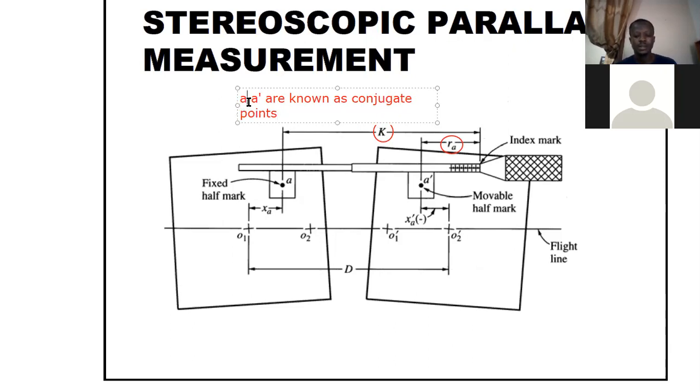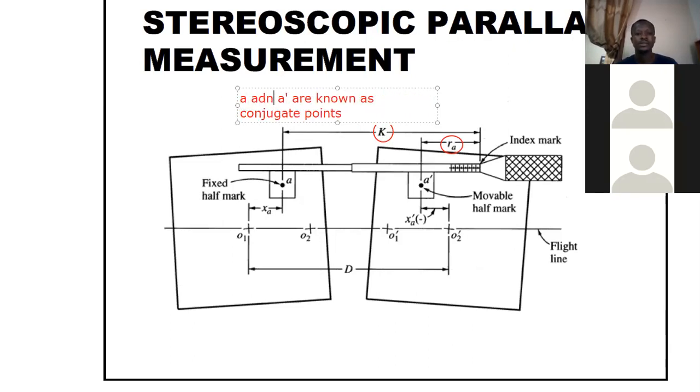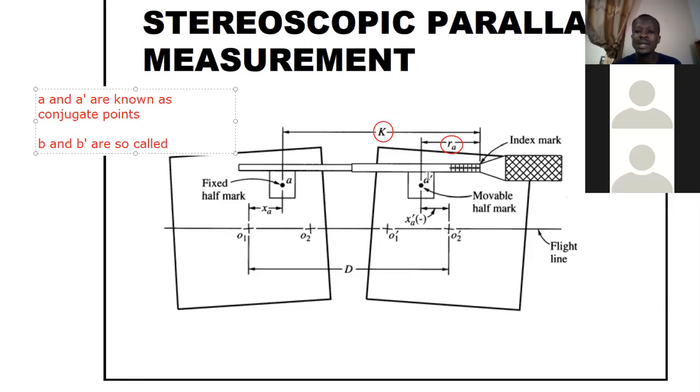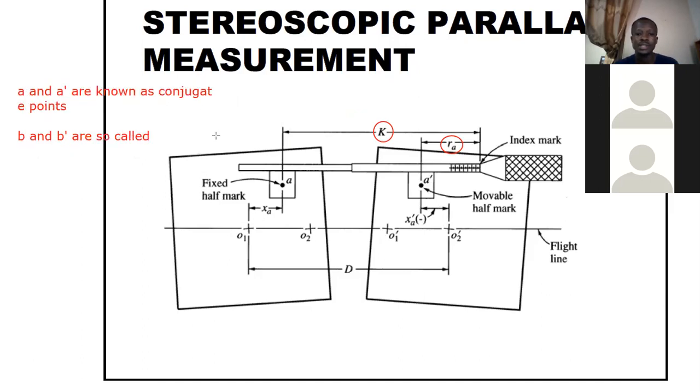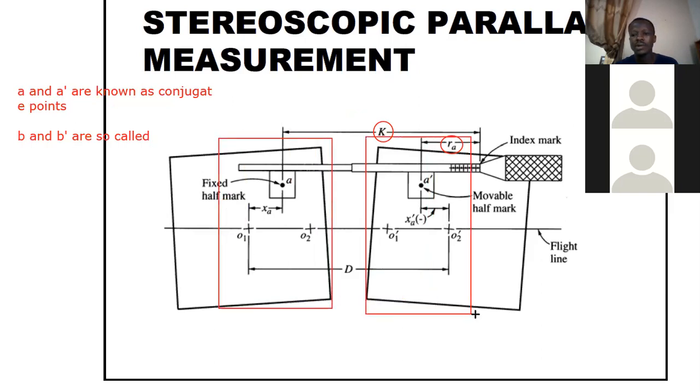Okay, so A and A prime. Similarly, B and B prime are so-called, you can call them also conjugate points. In other words, there are points that can be identified, say the corner of a building, that appear in the overlap region. And also remember that the overlap region is actually somewhere here, 60%, they are all around here.